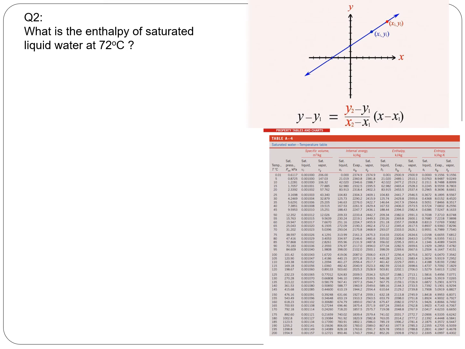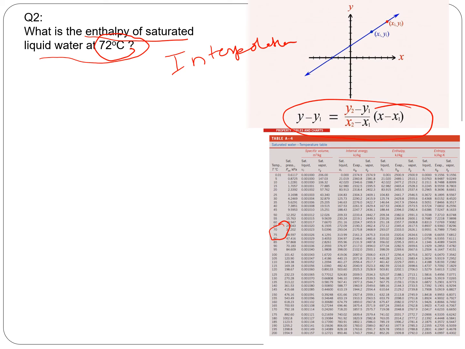It's very important to know how to do the interpolation. Sometimes the values are not given. For instance, here in this problem, what is the enthalpy of saturated liquid at 72 degrees centigrade? At 72 degrees centigrade here, the values are not given. It's between 70 and 75, so we don't know the value at 72. In that case, we have to do interpolation. You'll definitely get a problem in the exam which requires interpolation, so you should know exactly how to do it.